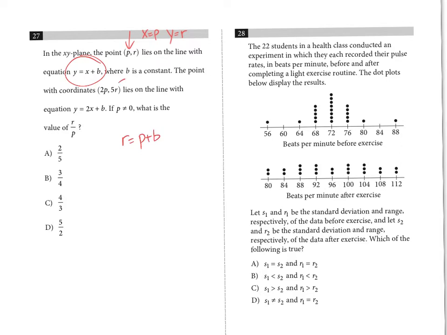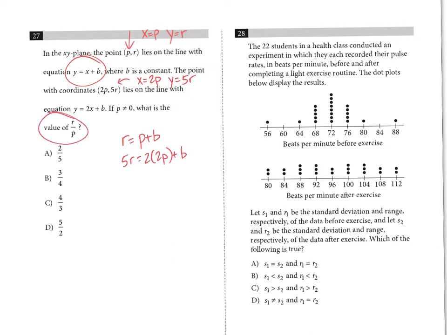And then again, we're getting a second coordinate for the second equation. So x is equal to 2p and y is equal to 5r. We're going to use that in the second equation. So if we do substitution, that means that 5r is going to be equal to 2 times 2p plus b. And we are trying to find the value of r over p.